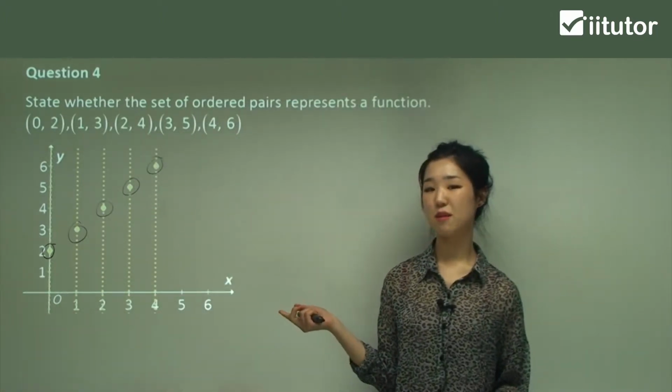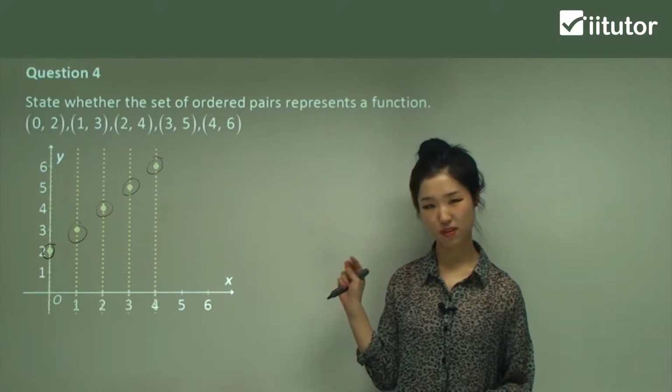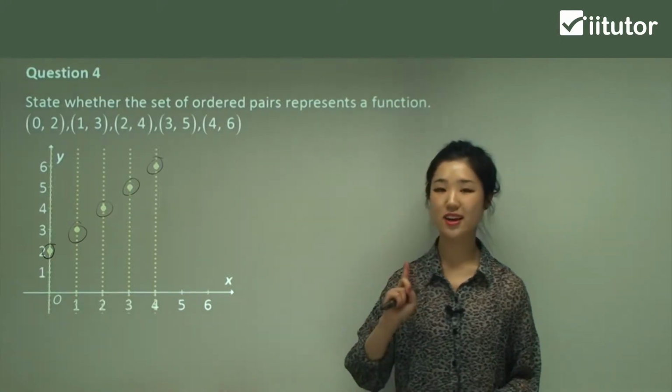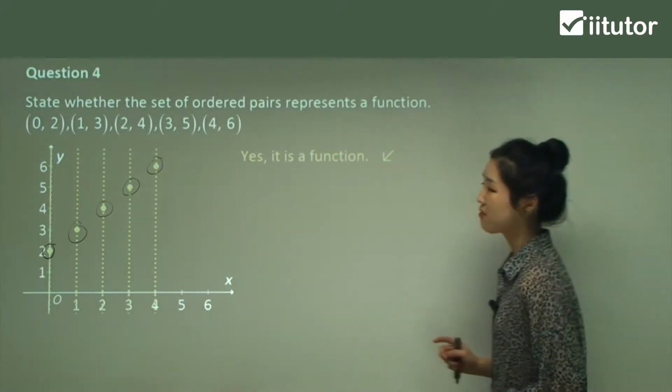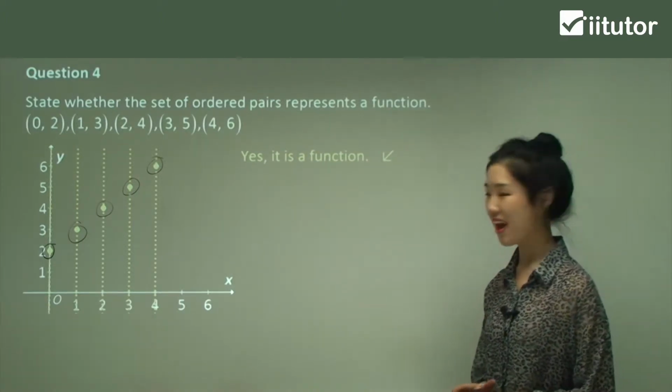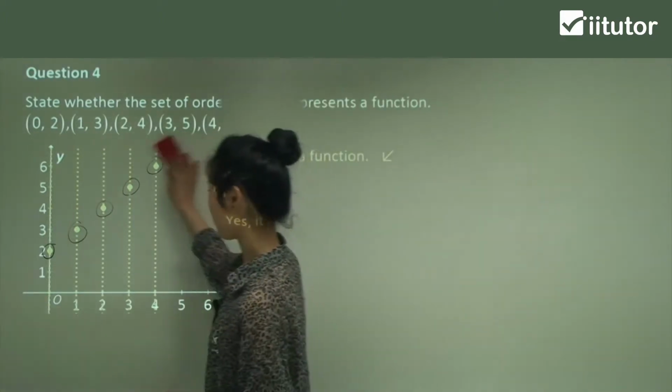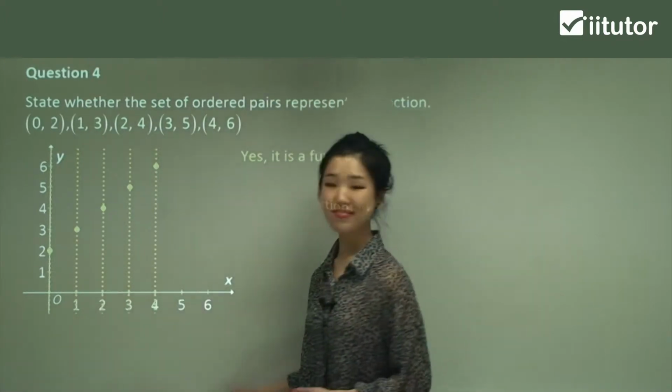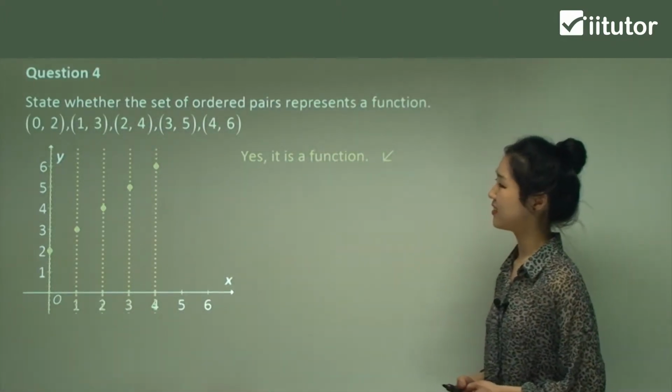So each vertical line, because there's only one point in each position, only cuts each point once. Therefore, it's definitely a function. Just by looking at your points, it's obviously going to be a function. So that's what it is.